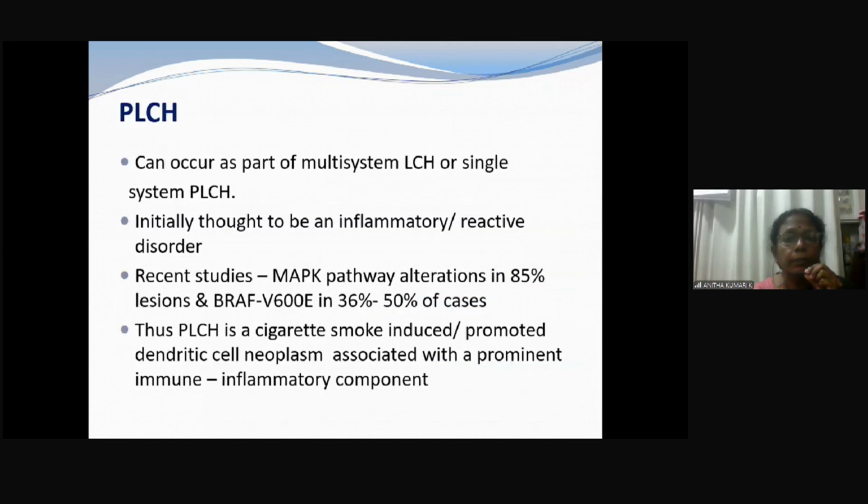So, pulmonary Langerhans cell histiocytosis, this can occur as part of multisystem LCH or single system PLCH. Initially, this was thought to be just an inflammatory reactive disorder, that is, a smoking induced disorder. But recent studies have shown that there are alterations in the MAPK pathway seen in 85% of the lesions, and BRAF mutations are seen in 36 to 50% of cases. Therefore, now PLCH is considered a cigarette smoke induced or promoted dendritic cell neoplasm associated with a prominent immune or inflammatory component.